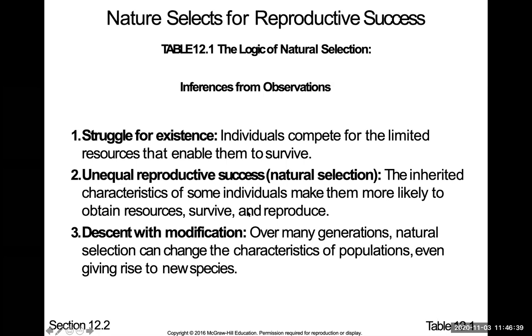When all these things happen, that's what gives you descent with modification. Over many generations, natural selection can change the characteristics of a population and even give rise to new species. So basically, gene frequency is changing over time. There is a modification that's happening, and the ones that are getting higher in number are the ones that help you live in that environment. Any questions on these?